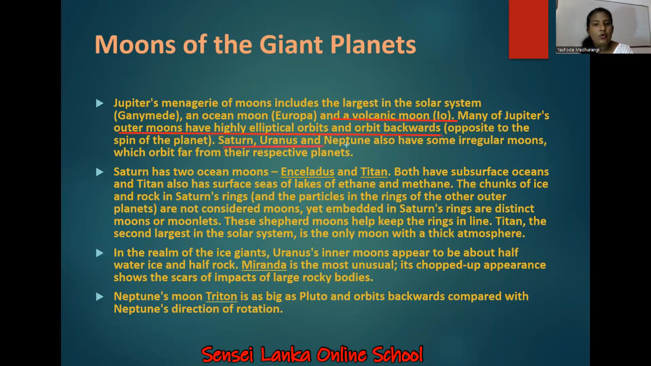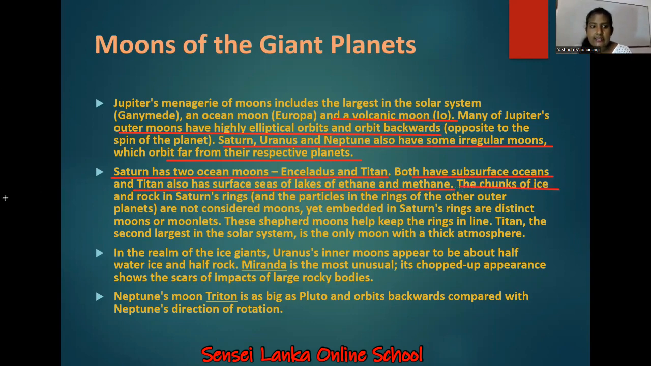Then Saturn, Uranus and Neptune also have some irregular moons which orbit far from their respective planets. Then Saturn has two ocean moons, Enceladus and Titan. Look at their names. Both have subsurface oceans. Titan also has surface seas or lakes of ethane and methane. These oceans are created of ethane and methane.